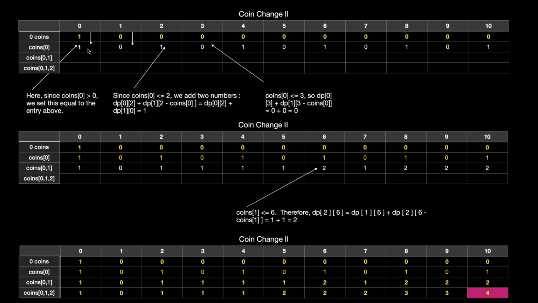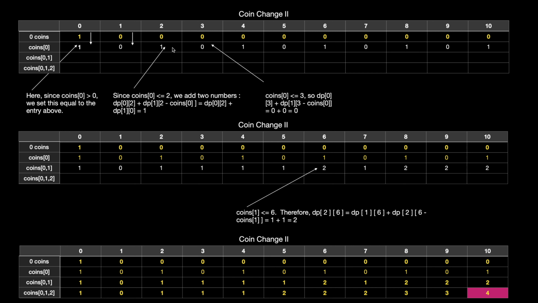So here let's look at this. So dp of 1 comma 0, and since coins of 0 is bigger than this 0, we set this equal to the entry above. So we bring this into here, and the same thing here.